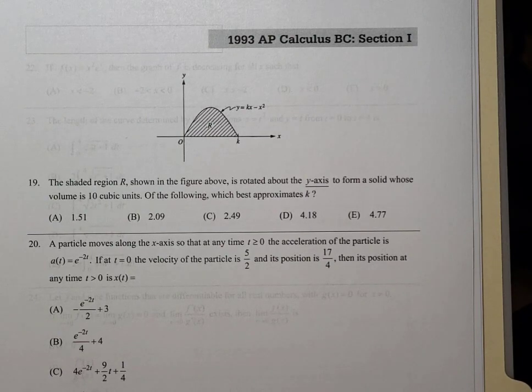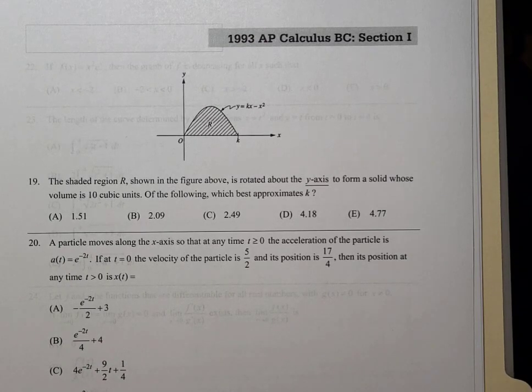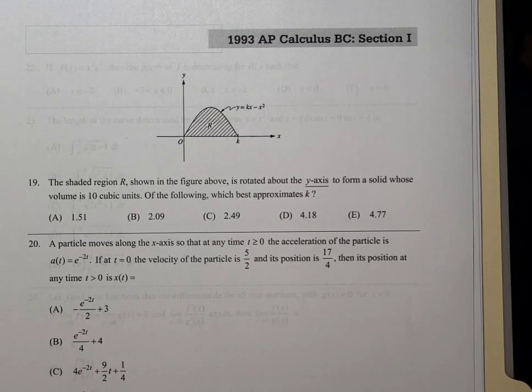Okay, let me maybe finish up to number 20 and then I'll call it a part. Shaded region R in the figure above is rotated about the y-axis to form a solid whose volume is 10 cubic units. Which of the following best approximates k?